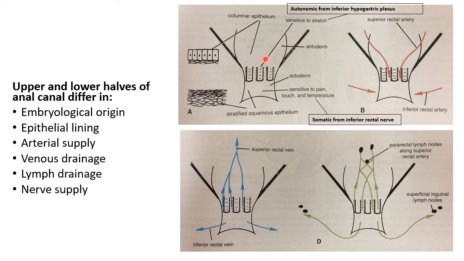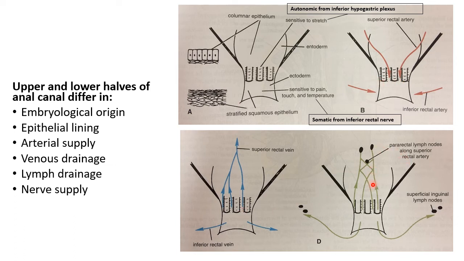Regarding the nerve supply, the upper half is supplied by autonomic nerve fibers from the inferior hypogastric plexus, while the lower half is supplied by somatic nerves, not autonomic nerves. Somatic nerve fibers from the inferior rectal nerve. When we come to the blood supply, the upper half is supplied by branches coming from the superior rectal artery, while the lower half is supplied by the branches coming from the inferior rectal artery. Now, please remember that the demarcation between upper half and lower half is the pectinate line towards the anal valves.